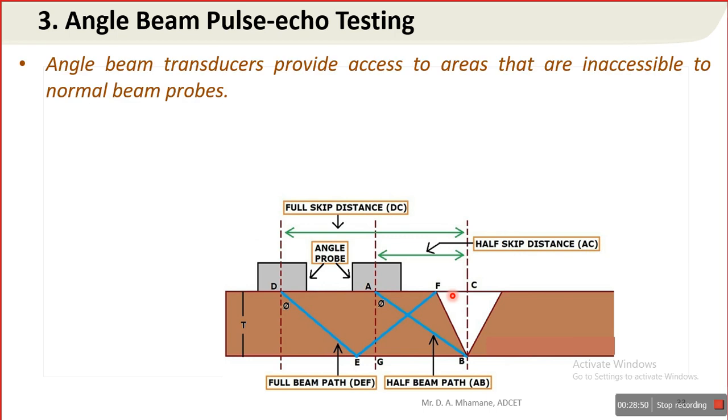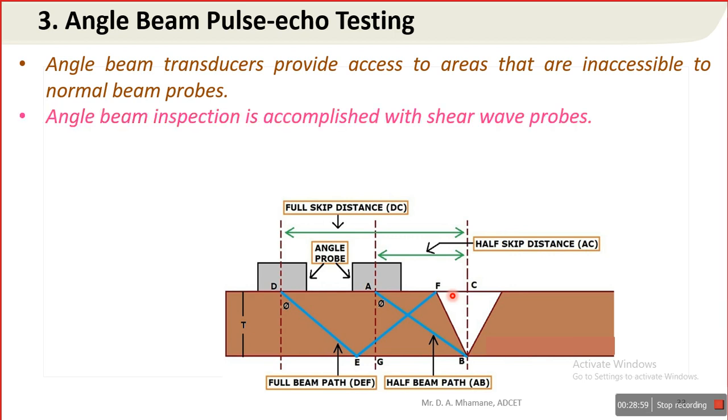An angle beam transducer provides access to areas that are inaccessible to the normal beam probe. Angle beam inspection is accomplished with a shear wave probe. When the angle probe is used, the longitudinal wave is transmitted at the predefined angle, so it generates a shear wave. So the angle probe generates a shear wave, which can be useful in the evaluation of welding at an inclined orientation.